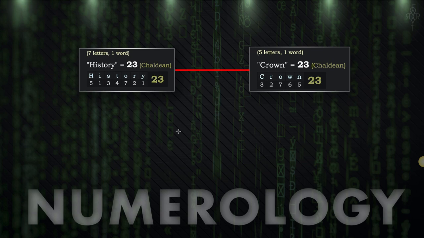I'm going to get to that in a minute, but notice that the word history equals the number 23. It's a 5134721, the 7 letters, but that adds up to the number 23. Most people just use that and try to tie in together what they believe to be the matrix reality and how it works. But notice history is a 23, just like the word crown.